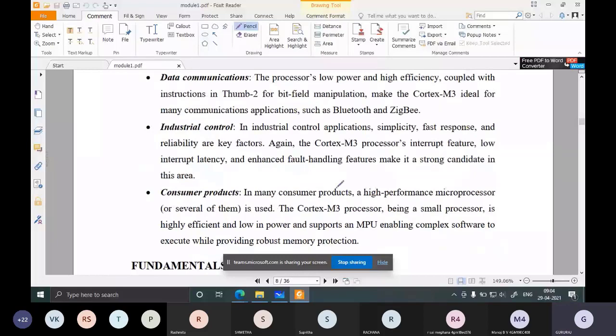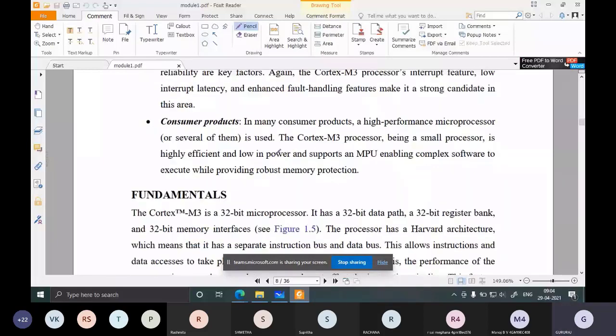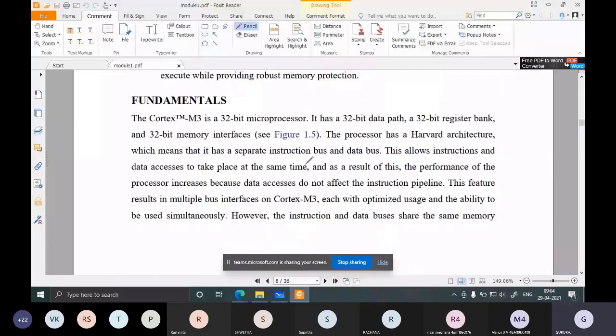So now we shall see the fundamentals. What is the basic information about this Cortex M3 device that we are talking about? This Cortex M3 is a 32-bit microprocessor, which means at a time it can process 32 bits simultaneously.